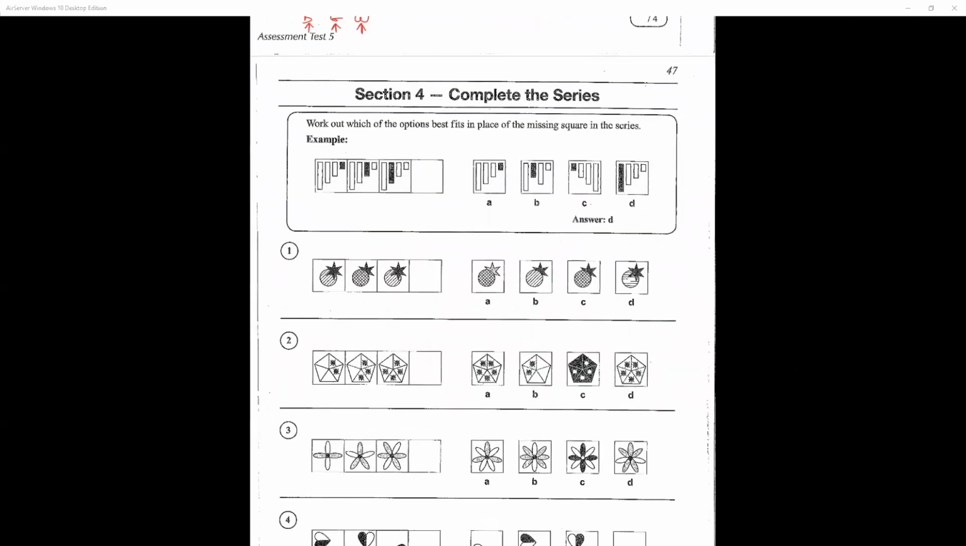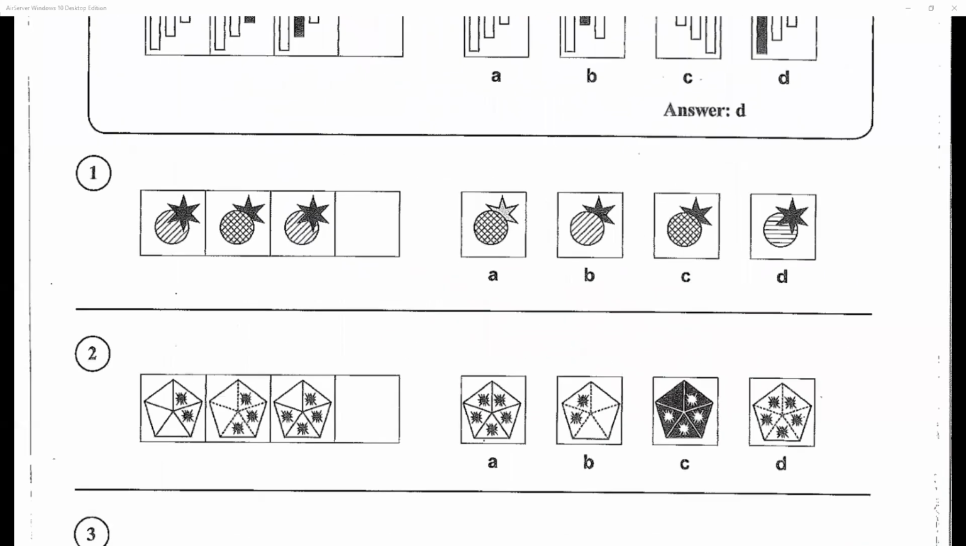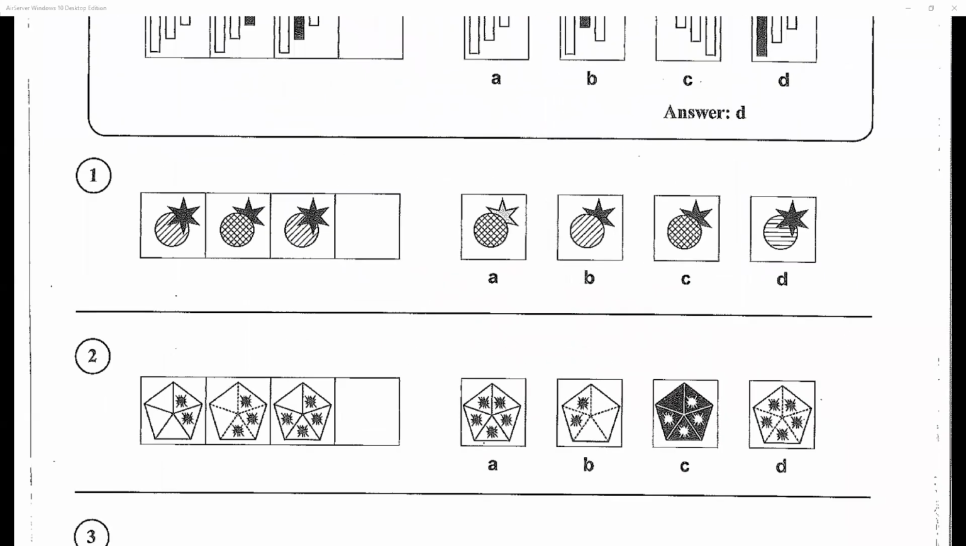Okay. Right. Anybody want to do section number 4? Put your hand up, please. Okay. Hiba, go. Hiba's going to do section number 4, complete the series. So Hiba, please explain to us as you're going along what's happening. Is it C? It is C. Why is it C? Tell me, please.